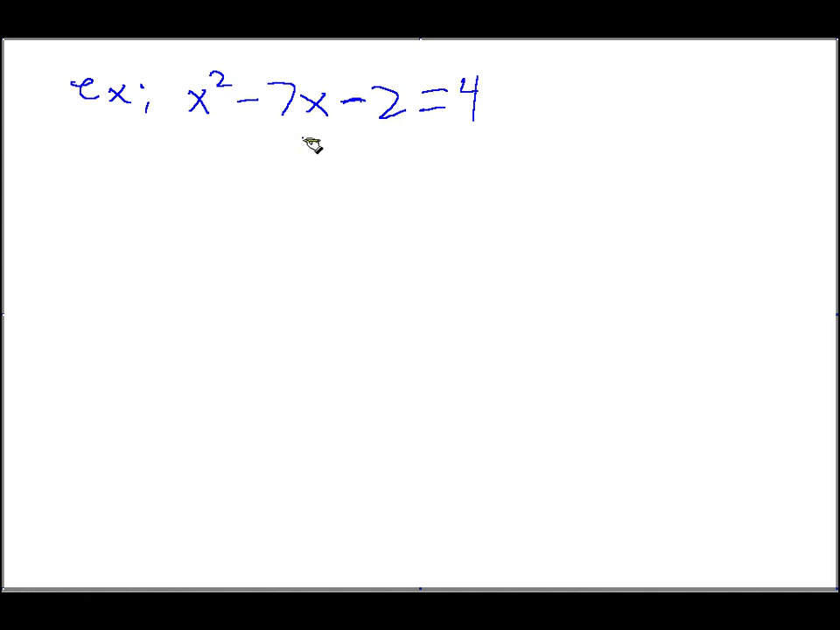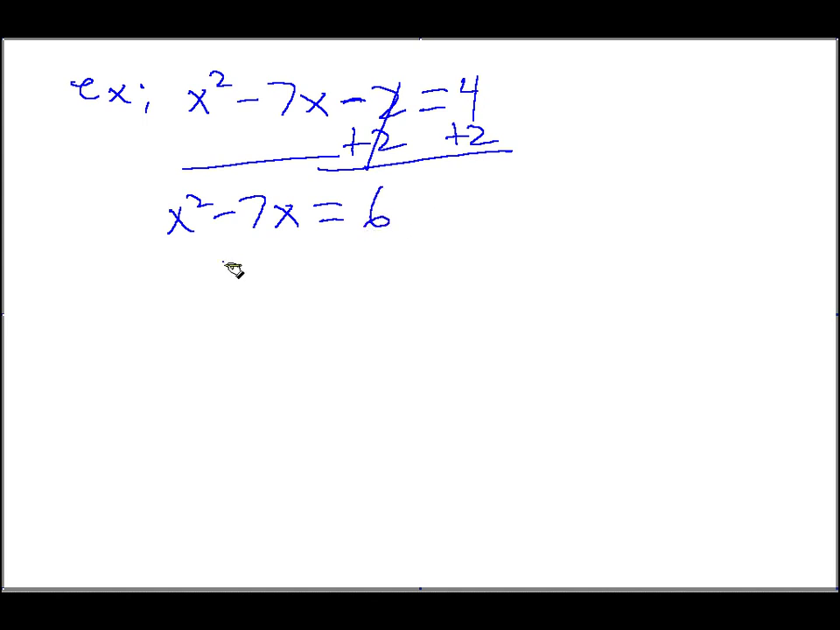Okay then. What do I do first again? Well, I need to move this constant term to the right side. So let me do what first? Add 2 to both sides. So again, before you figure out what number to add to both sides, you need to get rid of the constant term on the left-hand side. So I'm going to have x squared minus 7x equal to what? 4 plus 2 is just 6. All right? No big deal there.